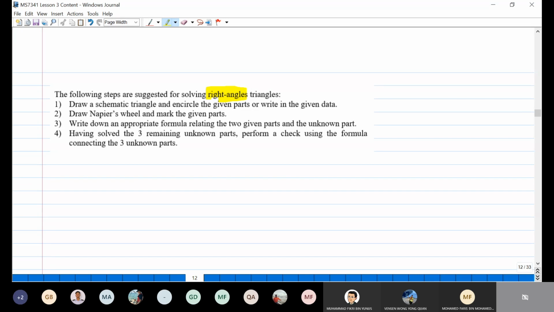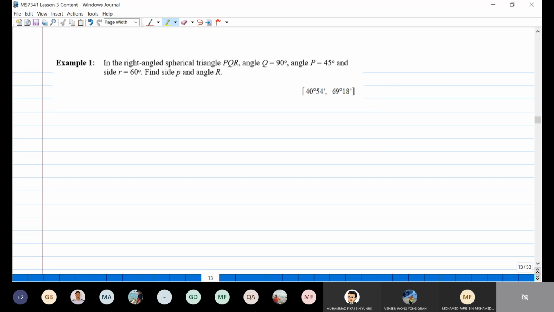So we are going to do example 1. Do this example slowly, to actually see how you apply Napier's rule. So first of all, notice that this is only for a right angle spherical triangle, right? If a spherical triangle is not right angled, you have to do a lot more work here.